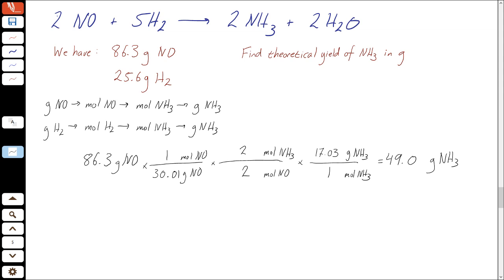Now see if you can do the same thing and figure out the theoretical yield for ammonia based on hydrogen instead. So you're still going to use a very similar equation, make a couple changes to it as appropriate, and do the same calculation for hydrogen.